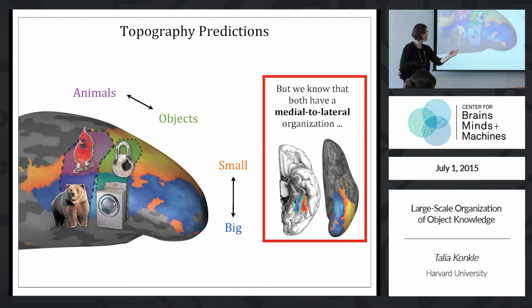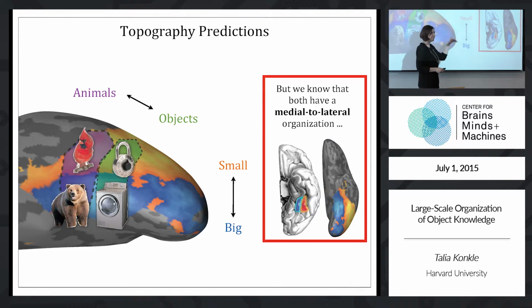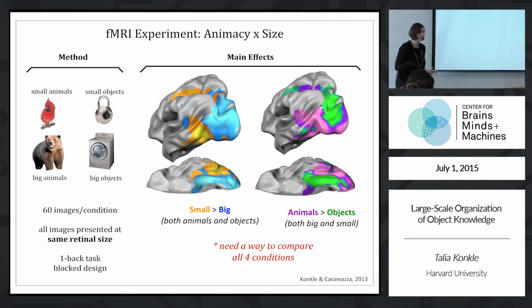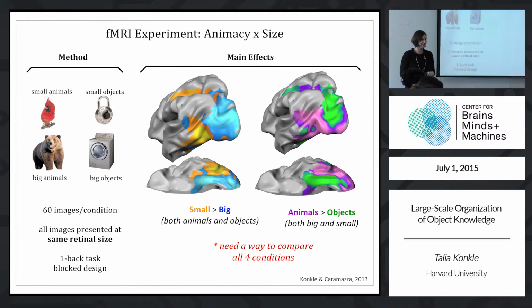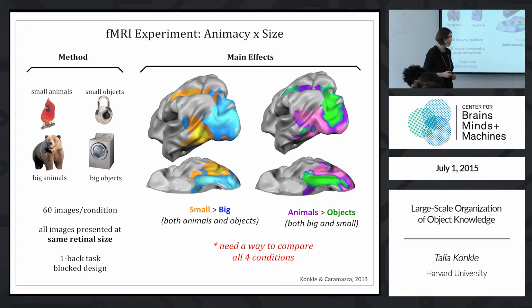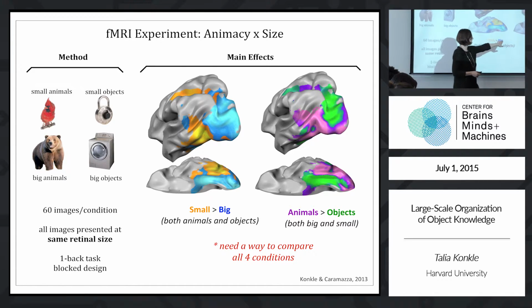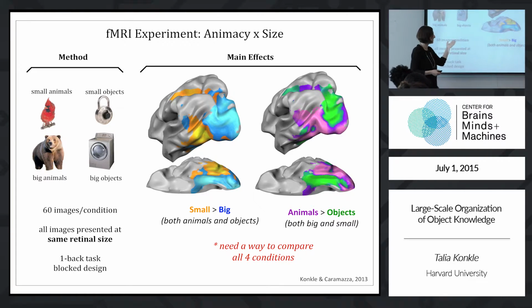But as you pointed out, both these dimensions, animacy and size, have the same medial to lateral organization. So this has to be wrong. Something has to give, and that's what we figured out next. In order to explore this, we did an fMRI experiment where we scanned people viewing small animals, small objects, big animals, big objects. So 4 conditions now instead of 2, really leveling up. And we replicated sort of the main results. If you just look at all small things versus all big things, you get that. If you look at all animals versus all objects, you get that. Our conundrum is still intact. How the heck are these both true at the same time?